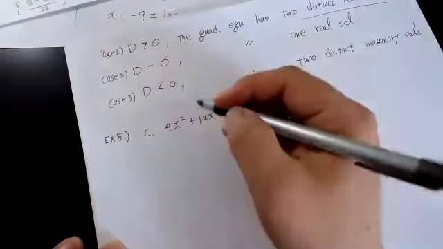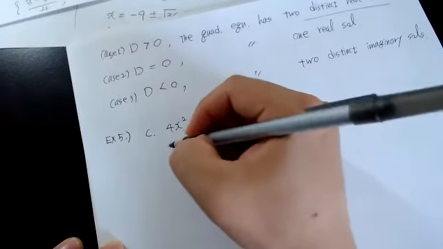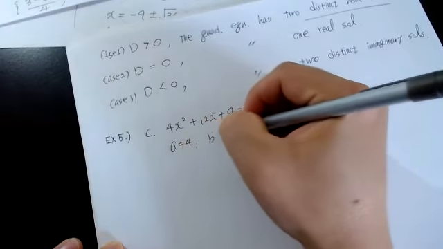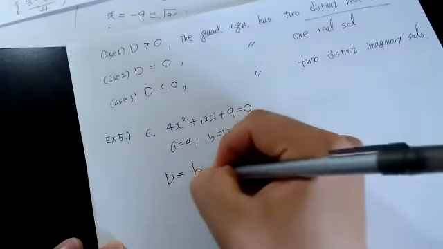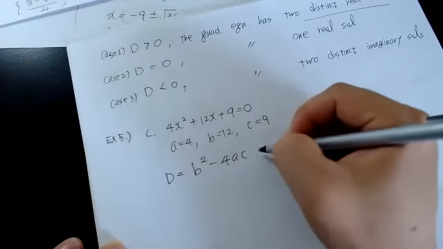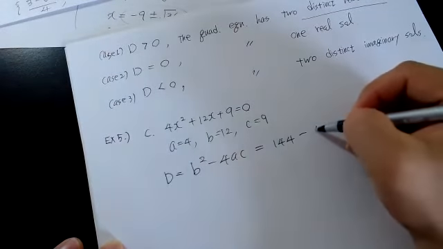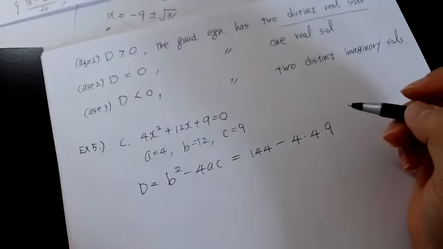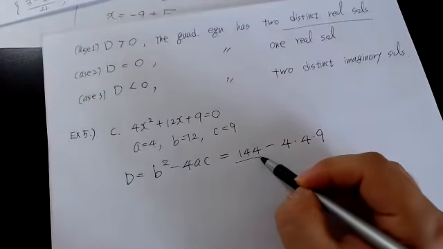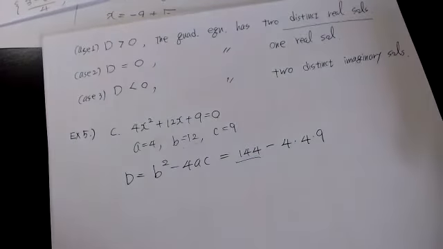So here we have to figure out A, B, and C. A is 4, B is 12, and C is 9, right? So now the discriminant is going to be B squared minus 4AC. So this is equal to B squared, which is 144, minus 4 times 9. Why did we get 144? Because B is 12, and 12 squared is 144.